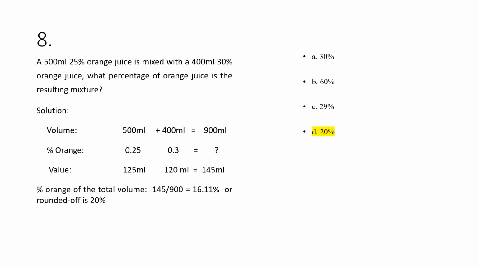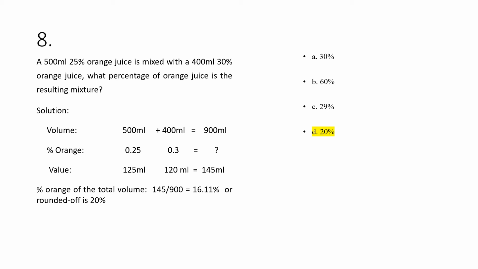For number 8, we are given that a 500 ml of 25% orange juice is mixed with a 400 ml of 30% orange juice, and we have to compute the percentage of orange juice in the resulting mixture. Given the illustration, we have the volume, the percentage of orange, and the corresponding amount of orange for each of the mixtures.